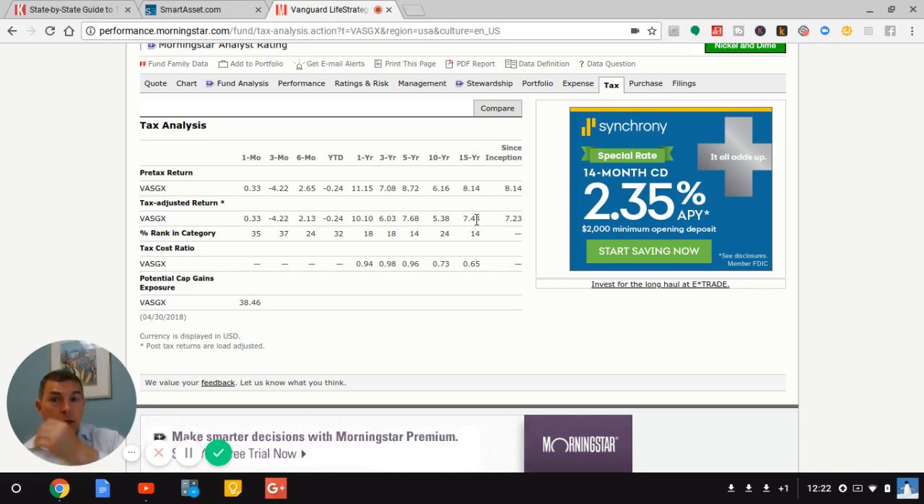Percent rank in category, it's in a, let's see, tax adjusted return. Okay, right there. Tax adjusted returns. We've lost 8.14 minus 7.44. So we lost 70 basis points on taxes. So we take 8.14, minus 0.7, that gives us 7.44. So that means we've lost almost a full percentage point in taxes, my friends. Almost a full percentage point in taxes we've lost. Even with that, almost losing a full percentage point, we are still in the 14% category in terms of tax effectiveness.